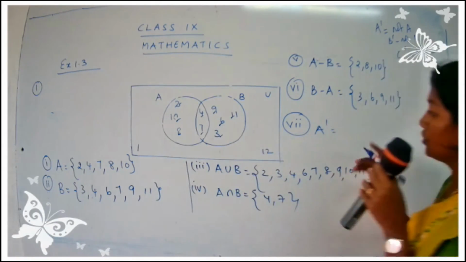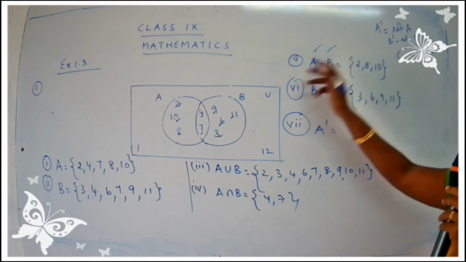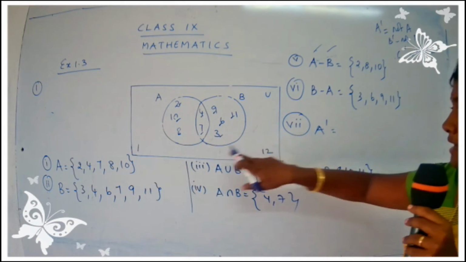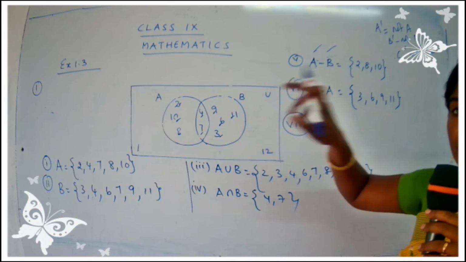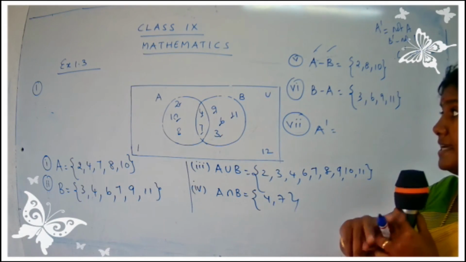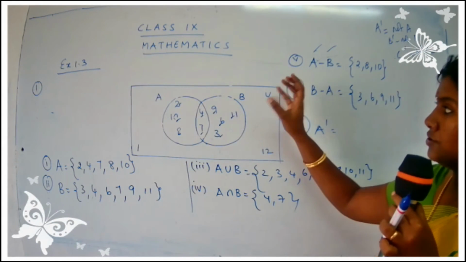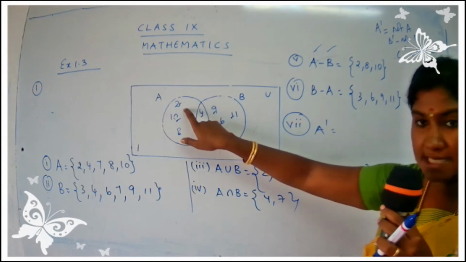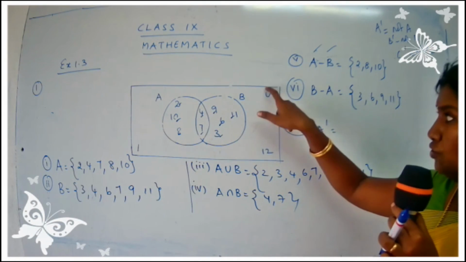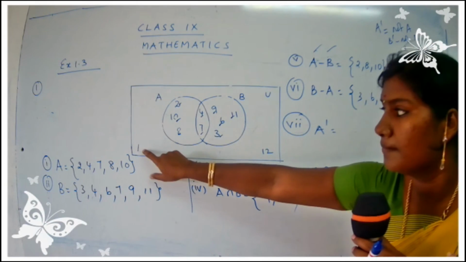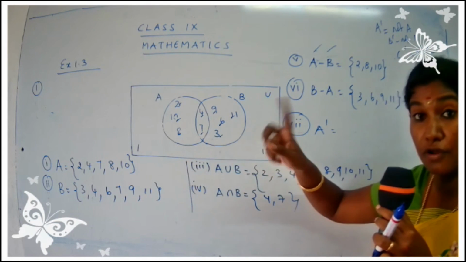So when you are talking about, see, here we were talking about A and B, okay, children? So I did not see the numbers which were out, the numbers which were in the universal set. So when I talk about universal set, what is the meaning of universal set? Universal set is a set which contains all the members of all the sets. So U will contain set A, U will contain set B, and also U will contain the remaining numbers. What are the numbers in the rectangle part? 1 and 12. So you have to take these numbers also for universal set.